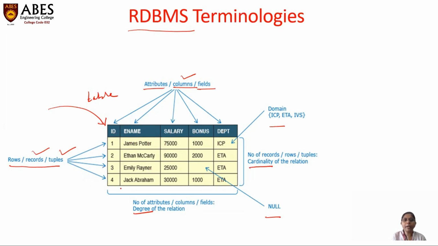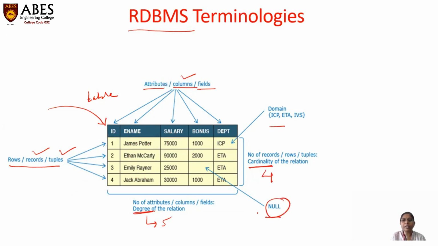Then number of attributes represents degree of the relation. Like for example, for this table, its degree will be 1, 2, 3, 4, 5. So we have 5 attributes. So degree will be here 5. Similarly, the number of tuples represents cardinality of the relation. In this table, we have 1, 2, 3, 4 rows. So cardinality of this table will be 4.